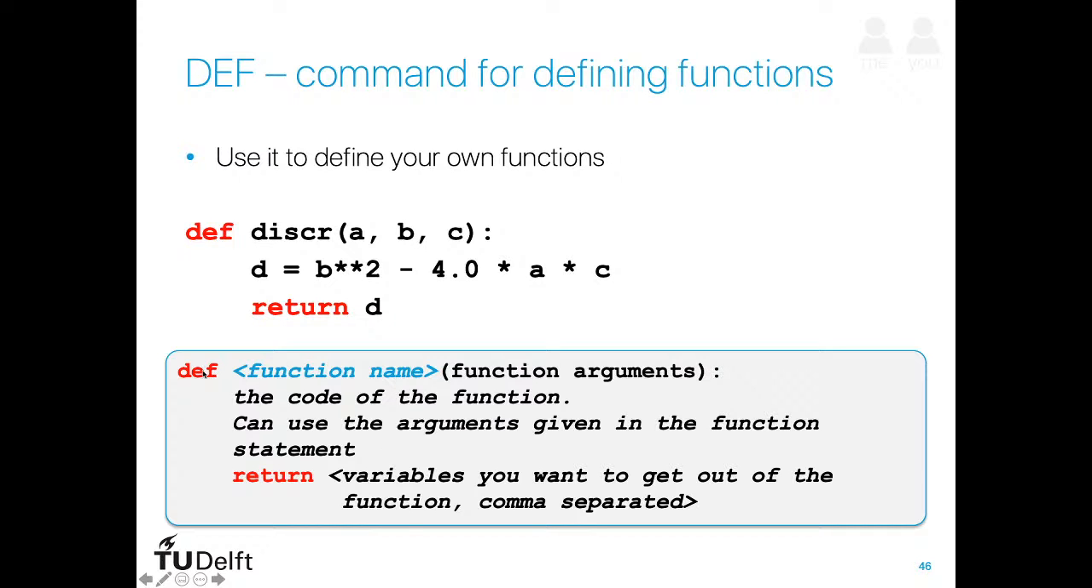So def makes functions: you give the function name and between brackets all of the function arguments that you expect. Then you get the code of your function, and in the end you can return nothing, for instance if you want to make a function that only does print statements. But you can also return something, and that can be a list of comma-separated variables that you create with your function.